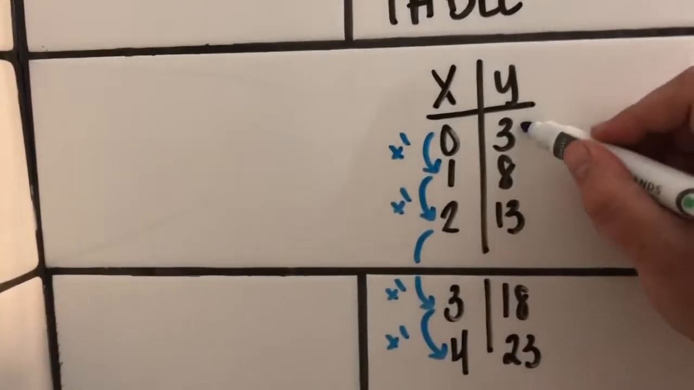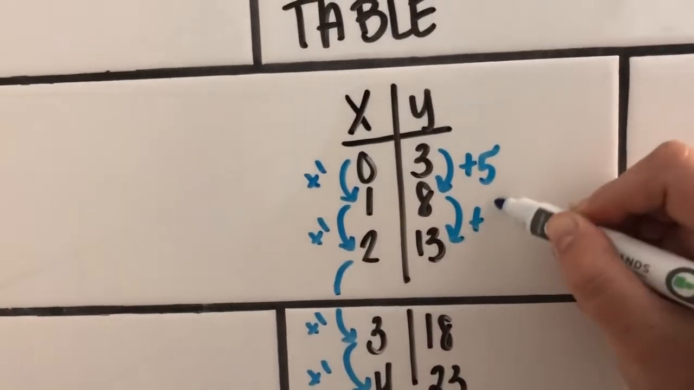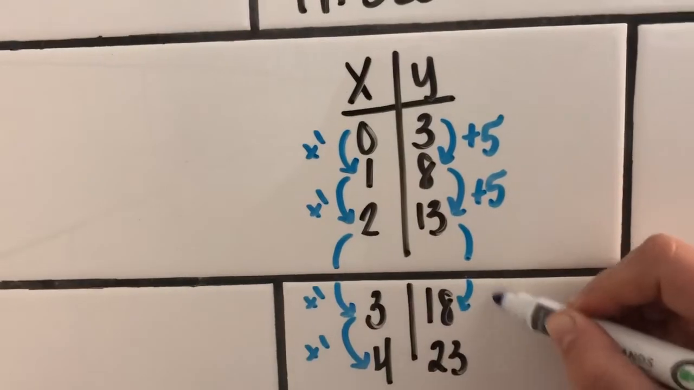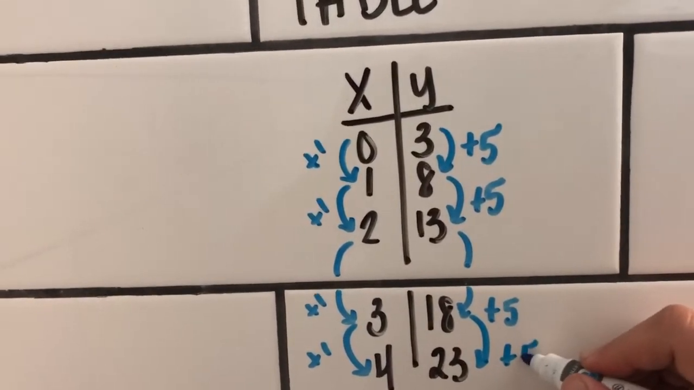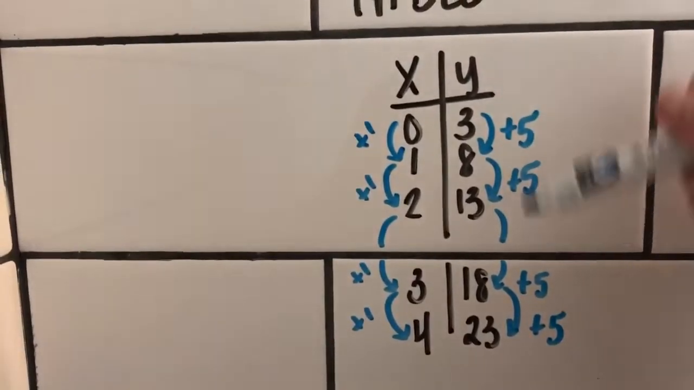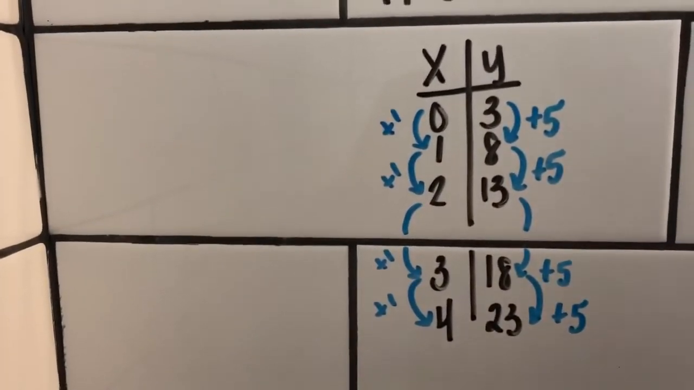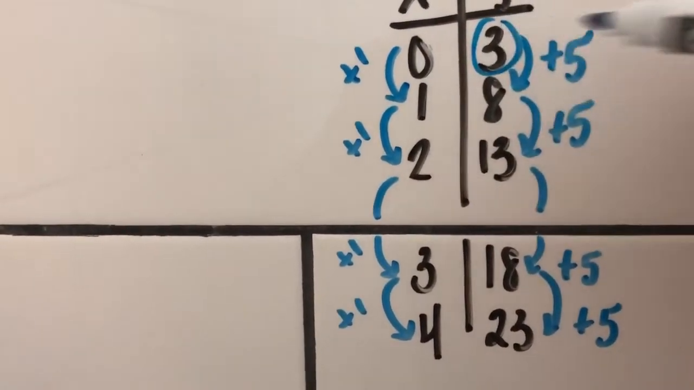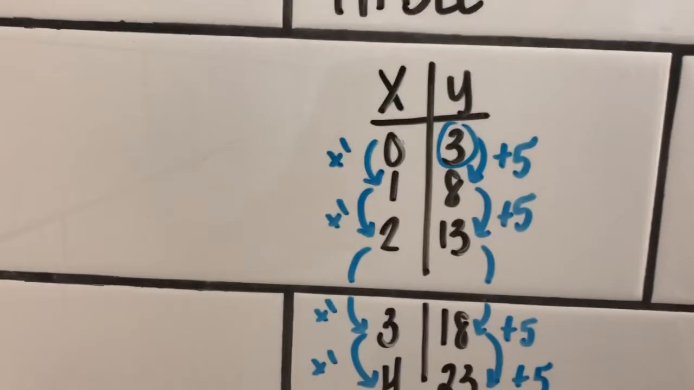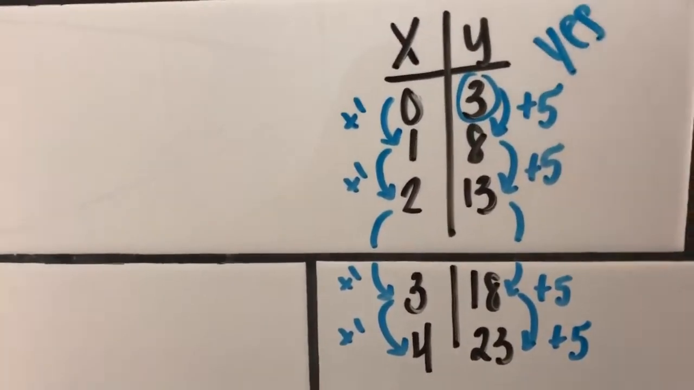Now I'm going to look at my y column. From 3 to 8, I increased by 5. Same from 8 to 13. Same from 13 to 18. And same from 18 to 23. Notice how I'm increasing at the same rate, or my x and y's are increasing at the same rate. So my slope here is going to be 5. I have a slope. My y-intercept, remember when x is 0, y is the y-intercept. So I could write a y equals mx plus b equation from this. My slope is consistent. Yes, this table shows a linear relationship.